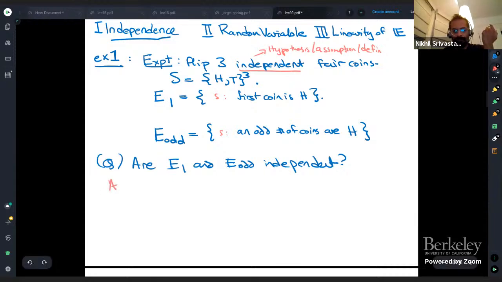So, well, okay, what's the probability of E1? Well, it's the probability that the first coin is heads. And so that's a half.